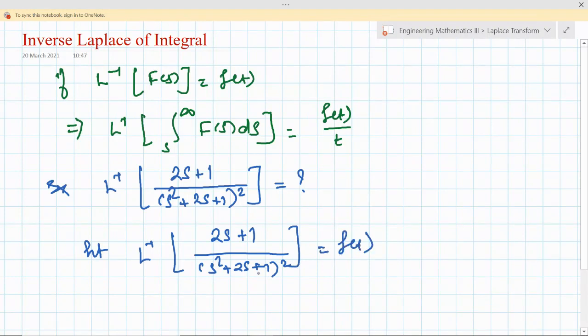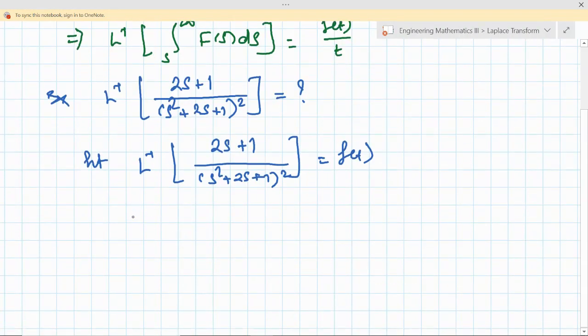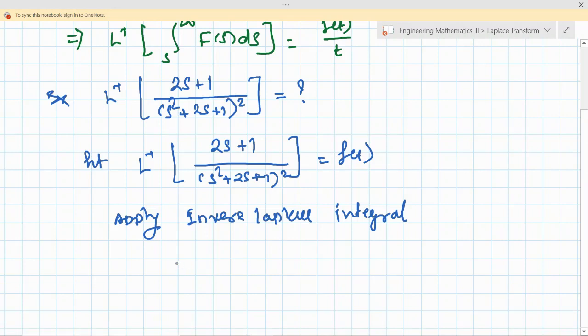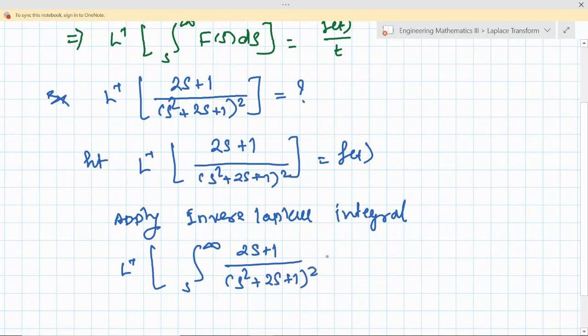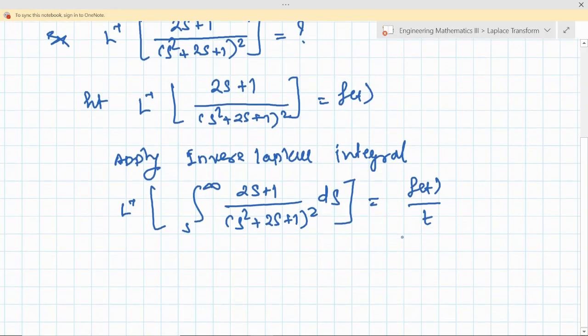Okay, so to just calculate this, we need to apply the inverse Laplace of the integral. What is that? This is nothing but the inverse Laplace of the integration from s to infinity of (2s plus 1) divided by (s square plus 2s plus 1) bracket square ds. Once you take the integral, t is there in the denominator of f of t, by using the inverse Laplace of the integral. Got it? So now what is the integration of this?